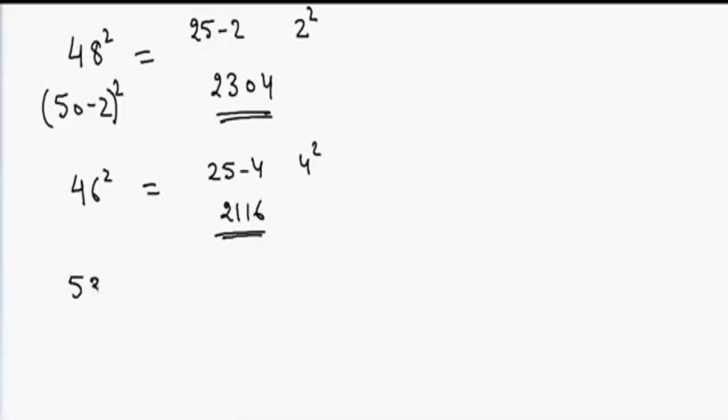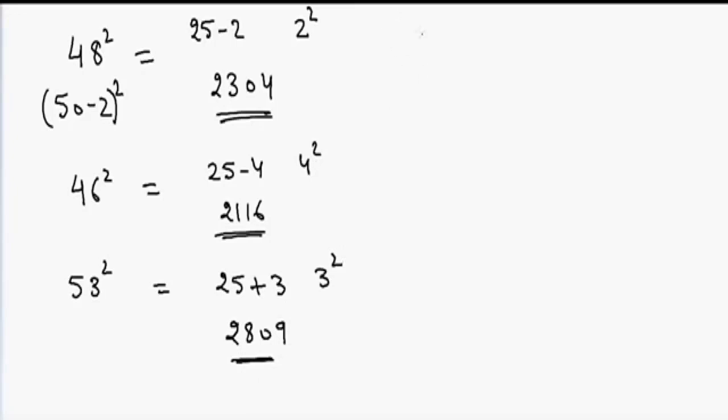If I have 53 square, then in this case it will be 25 plus 3 and then 3 square. So the answer will be equal to 2809. How does this trick work?